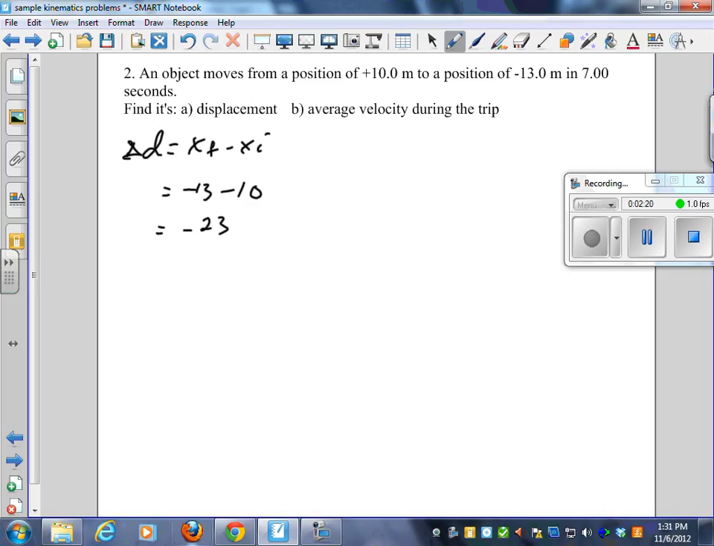Now, average velocity, we're going to use V bar is equal to D over T. So it's going to be what? 23? I think it's -23. Is that what you meant? 7 seconds. So -23 divided by 7.